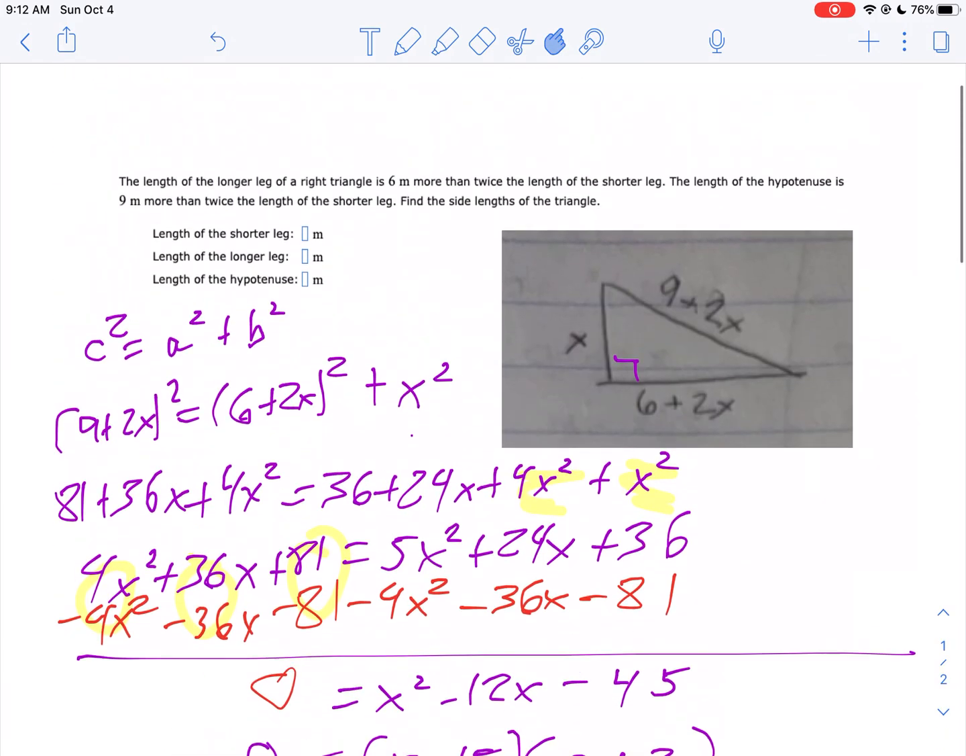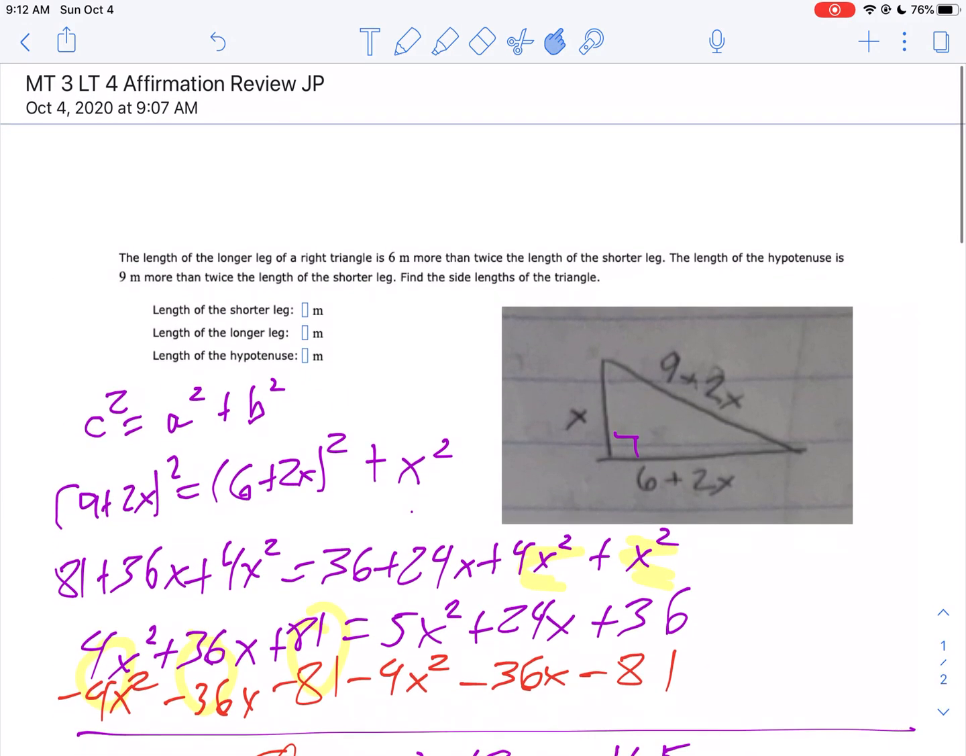So now let's go back and substitute those in. We know the length of the short leg is 15. We know the longer leg is 6 plus 2 times 15. Well, 2 times 15 is 30. 30 plus 6 is 36. And then 2 times 15 is 30, plus 9 would be 39.